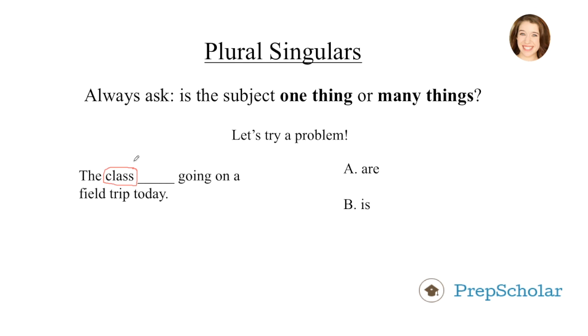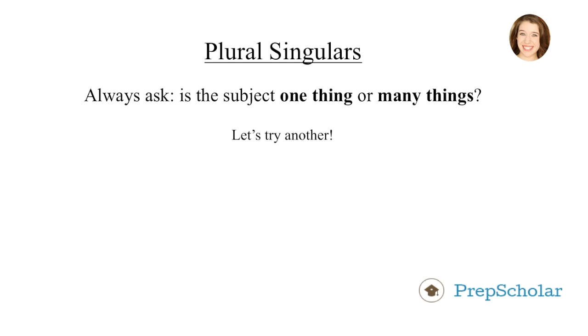Well, it's probably made up of many things, many students, but it's one thing, one class. That means we would need a singular verb, right? So are is plural. We wouldn't say the class are going, but we would say the class is going on a field trip because that's a singular verb to match our singular, although plural looking, subject. Let's go ahead and try another problem just to make sure we've got this down.